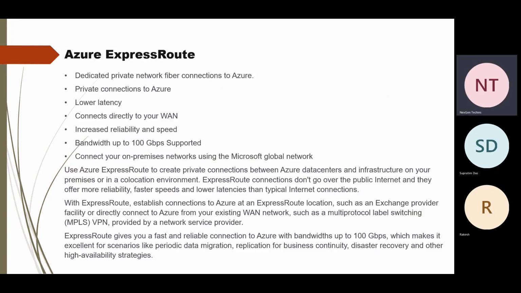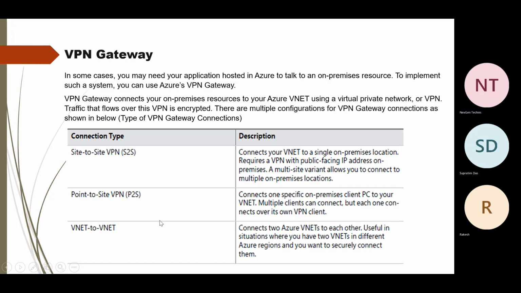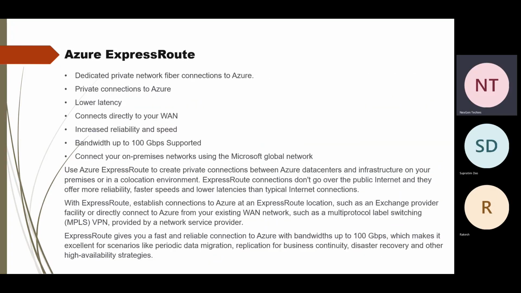Azure ExpressRoute is also part of your networks. So what is Azure ExpressRoute? Basically, Azure ExpressRoute is a dedicated private network. Site to site VPN is not dedicated, so it has low bandwidth, and the VPN goes over the internet. But Azure ExpressRoute is a dedicated private network.